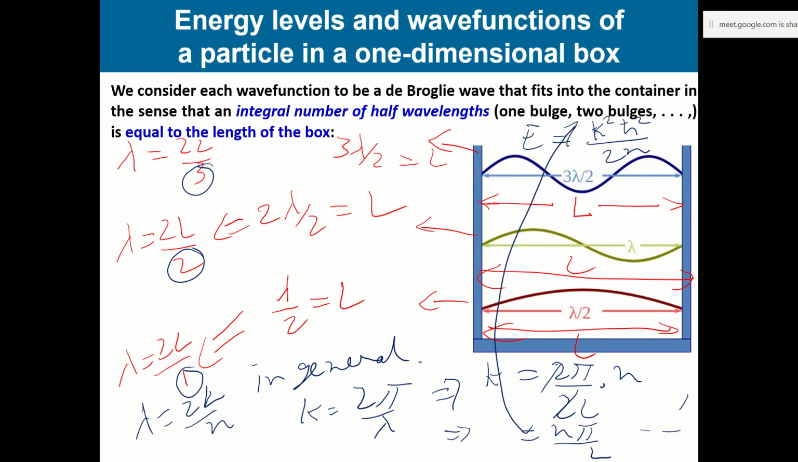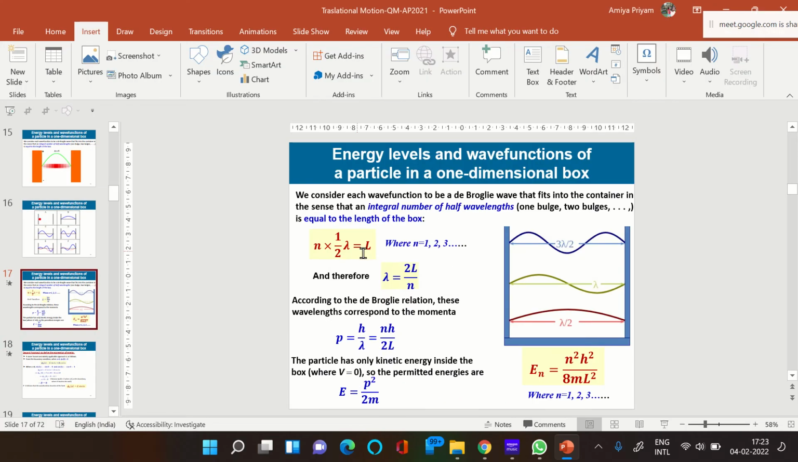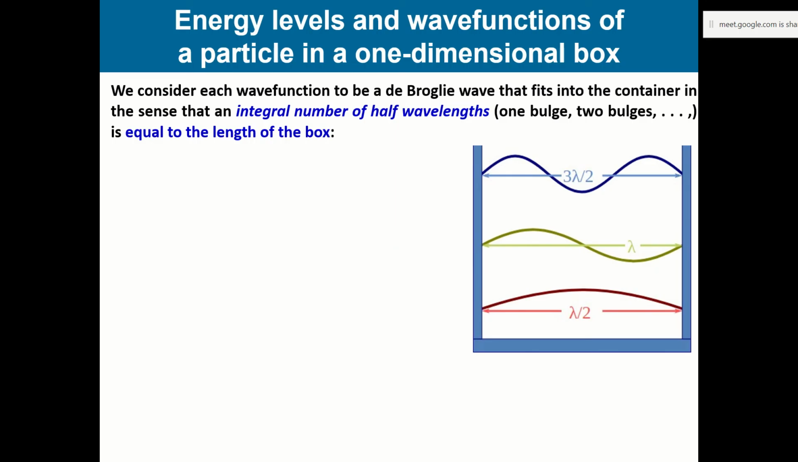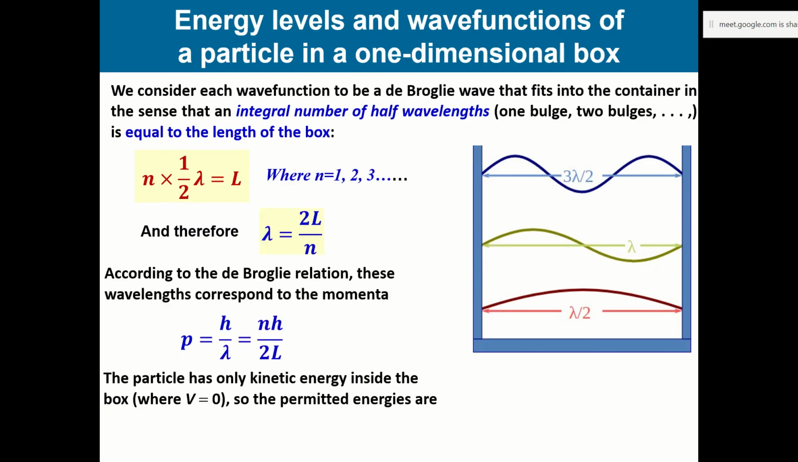Okay, so if you do this, simply by fitting and observing the general trend and generalizing it, you find that it is 2L by n lambda. Then use that lambda, equate it with h by lambda, p square by 2m, so you can fit it and you can get the energy, which is easy to define. So this is how we define it.